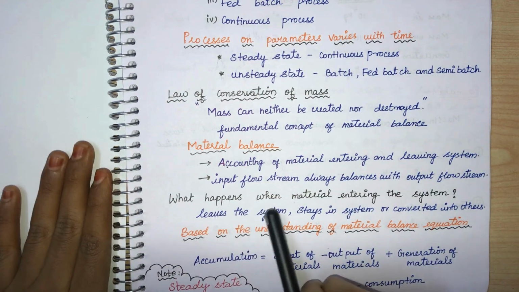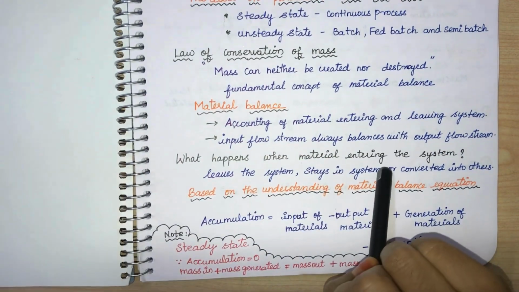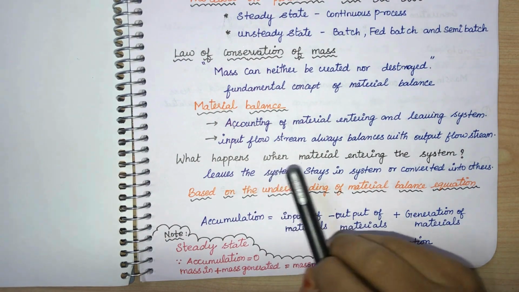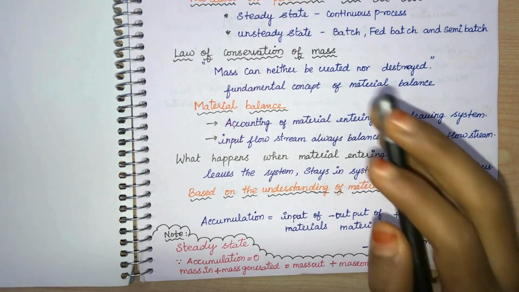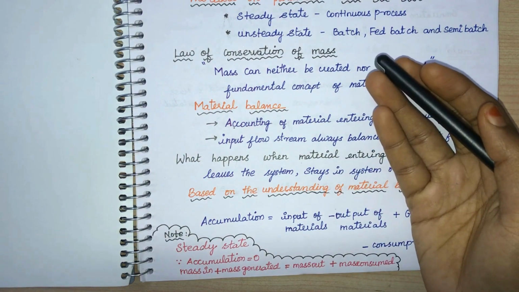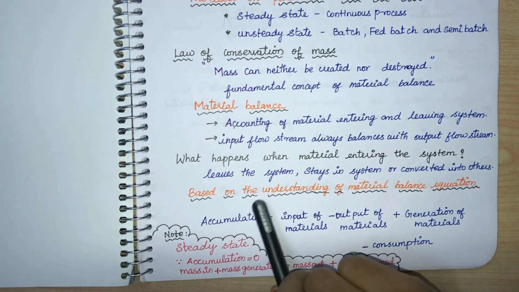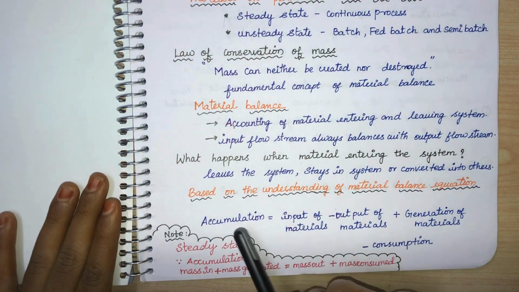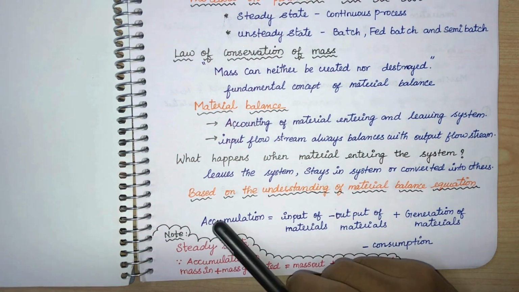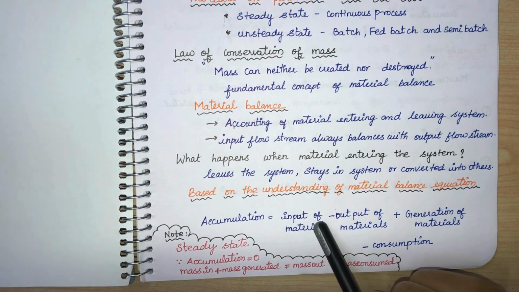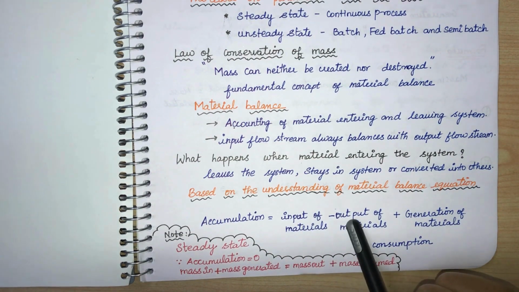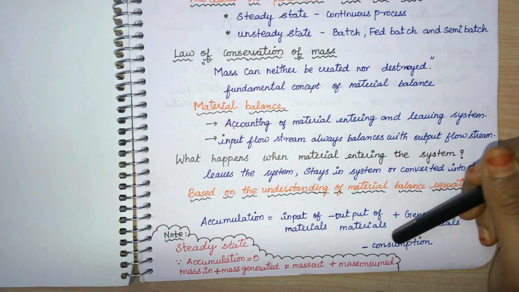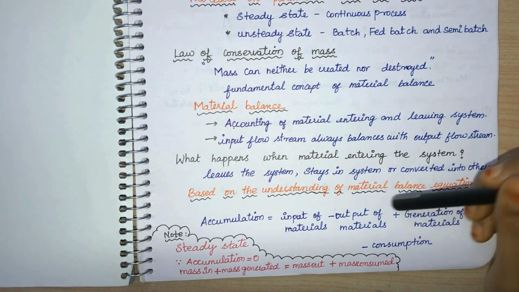When the material enters the system, what happens? The materials either leave the system, remain in the system, or are converted into something else. Based on the understanding of material balance, we write the equation as: accumulation equals input of materials minus output of materials plus generation of materials minus consumption.